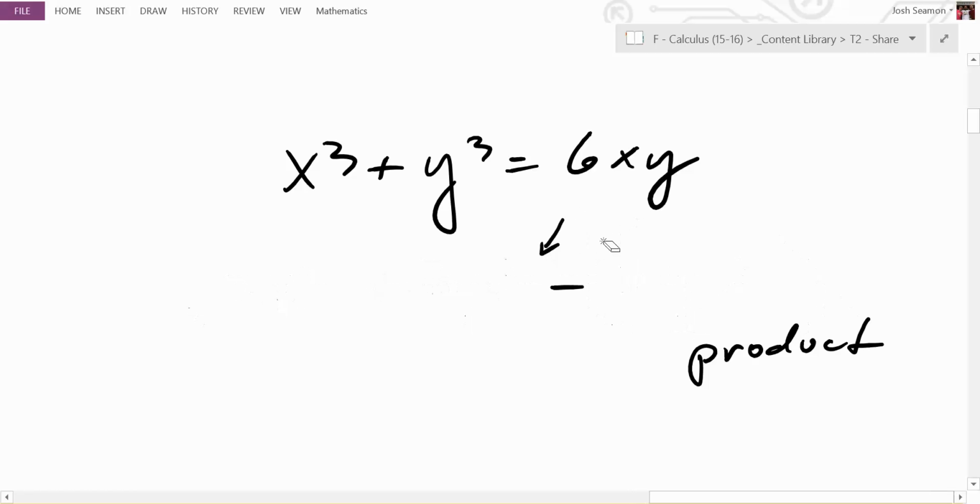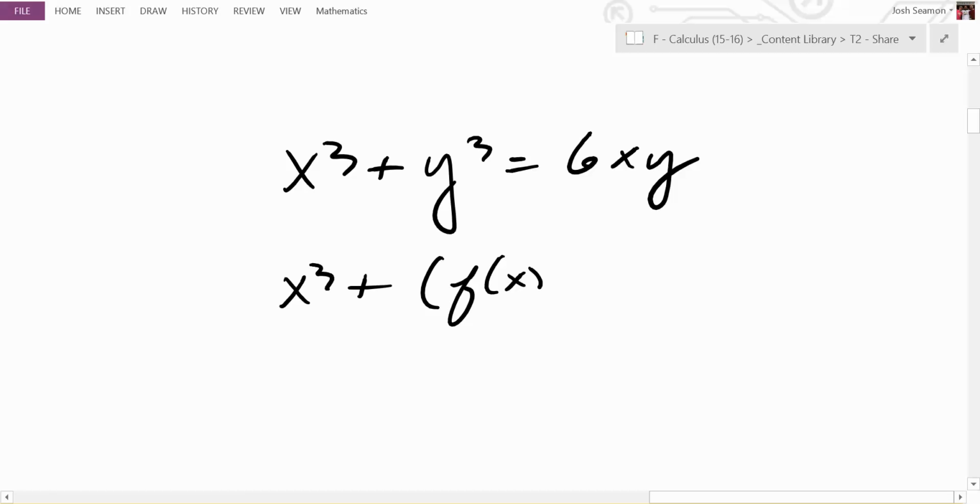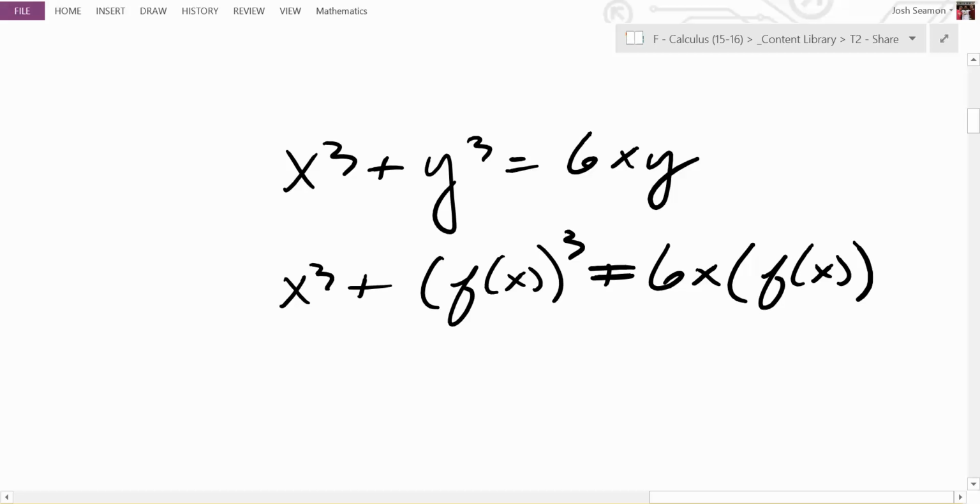So yeah, you can plug it in and immediately plug it back to y. That's fine. I just really like it written like this, because if you write it like this, Nick, what are you much more likely to do? Equals 6x times f of x. You're much more likely to use the chain rule and the product rule and not forget it.